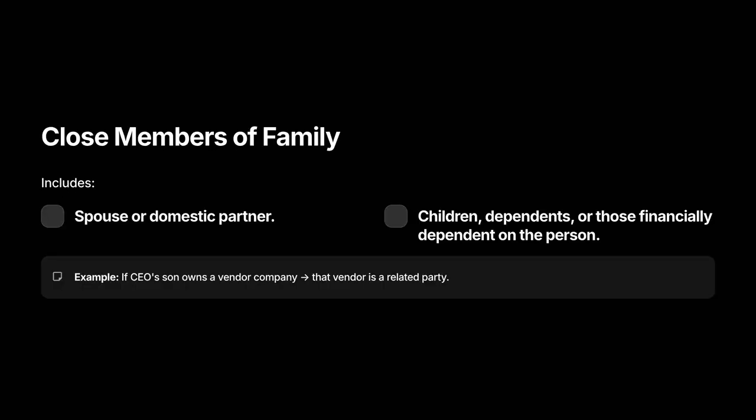6. Close members of family. Close family includes spouse or domestic partner, children, and dependents. Also people dependent on the person financially. Example: if the CEO's son runs a supplier, that supplier is a related party via family link.